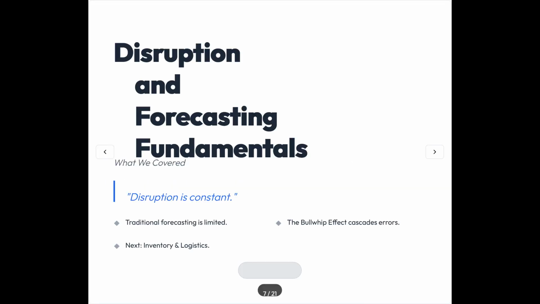So, to quickly summarize Lesson 1, we've established that disruption is a constant in modern supply chains, making traditional forecasting methods less reliable. We explored the bullwhip effect, seeing how small demand changes can lead to large issues upstream. In our next lesson, we'll dive into the Inventory Balancing Act and the complexities of the logistics labyrinth.